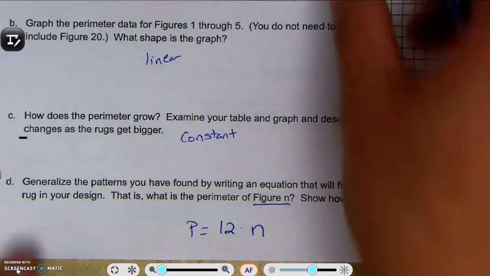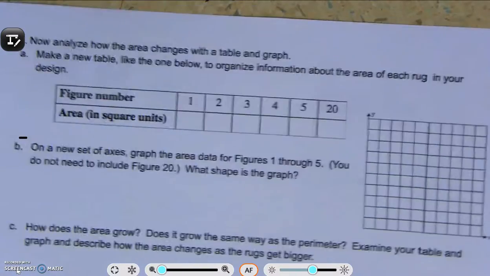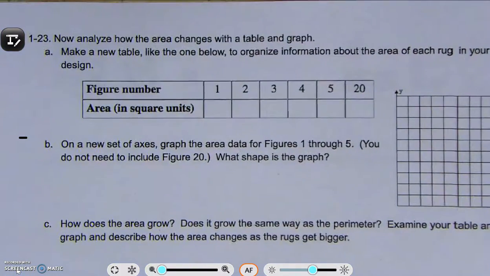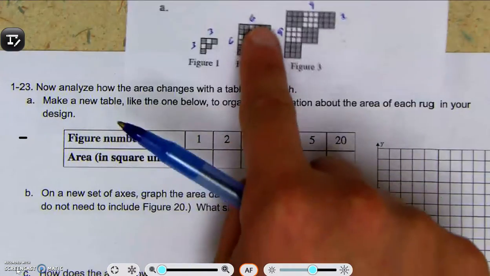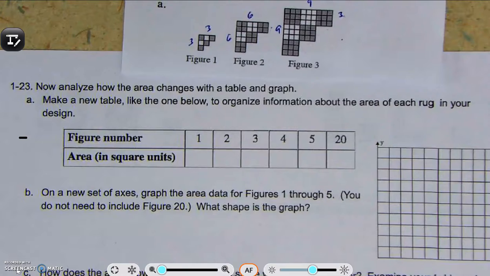So the next thing is looking at area. I'm going to do the same thing with area. So looking at 123, it says analyze the area. And again, I'm still going to use figure A, so yours might be a little bit different. But it says now analyze how the area changes with the table and graph.